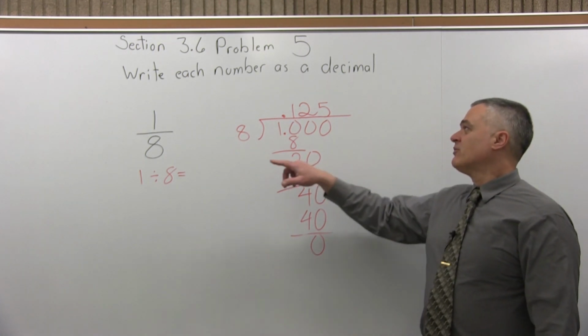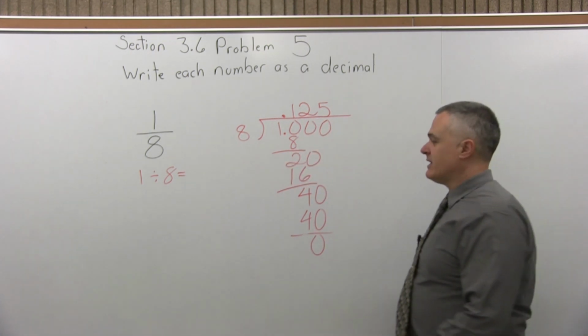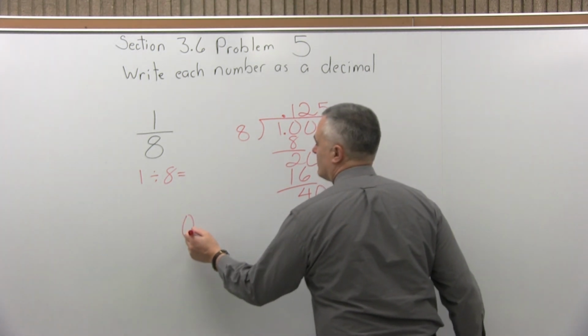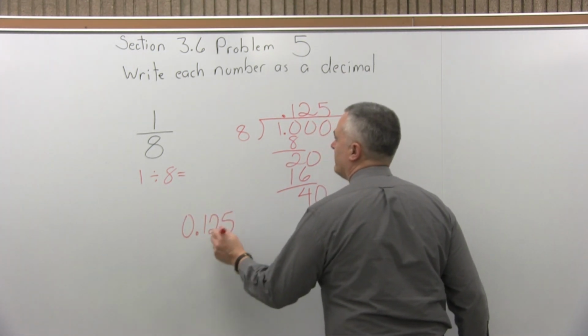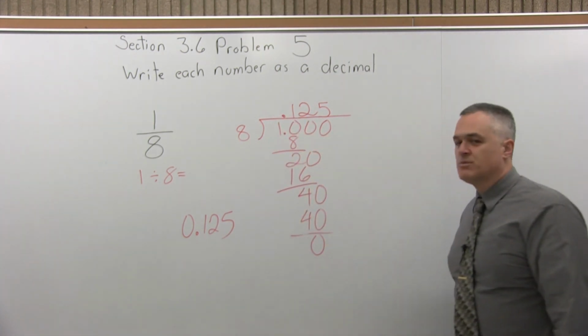So the decimal equivalent of 1/8 is 0.125. And like the other problems, if you like to, you can write a 0 in front of that, 0.125. If you don't put the 0, that's okay too, just .125.